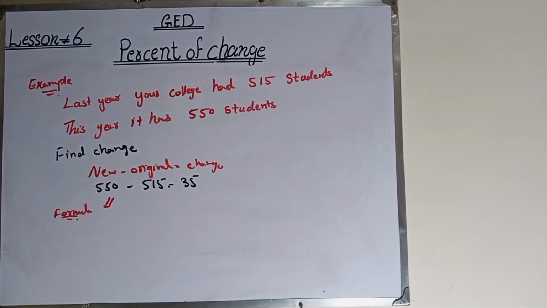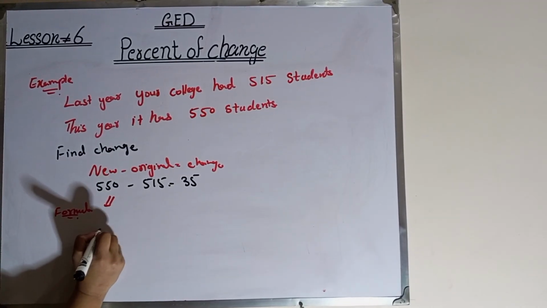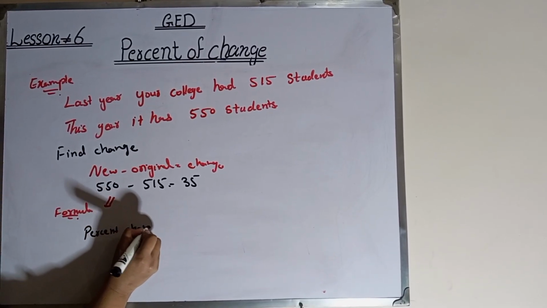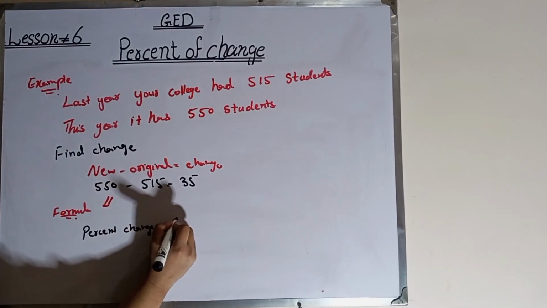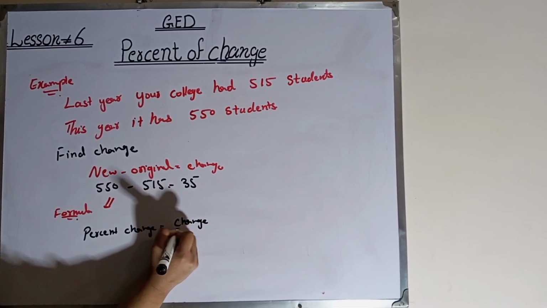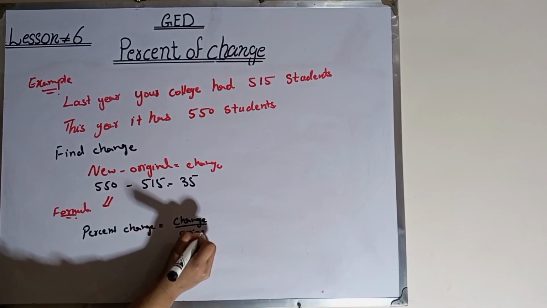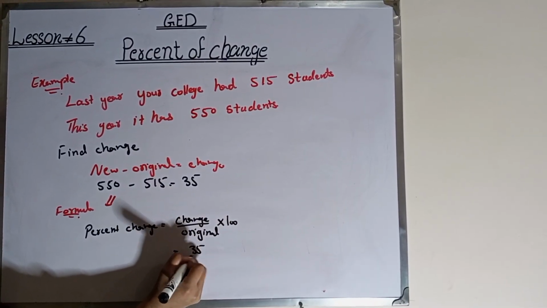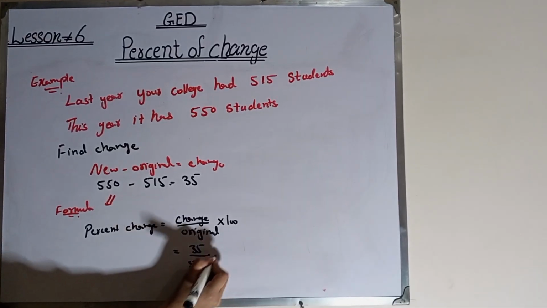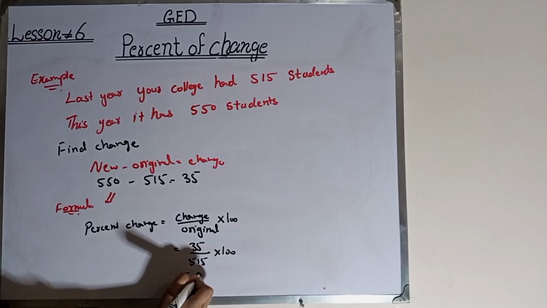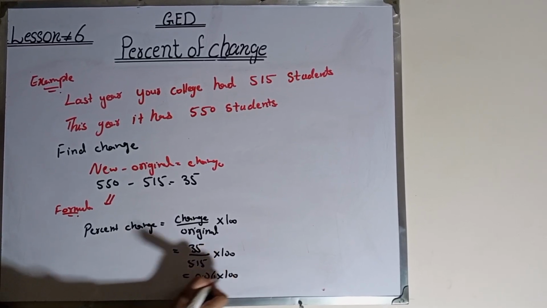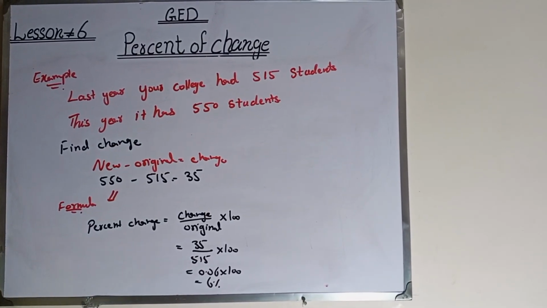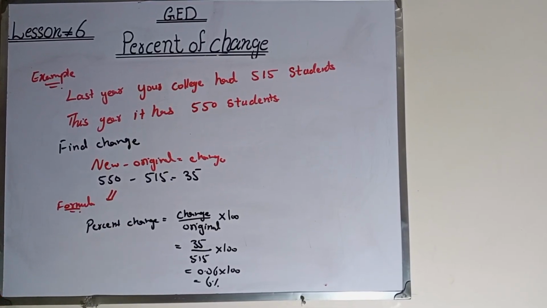The formula is percent change equal to change over original, multiplied by 100. Our change is 35. Original is 515, multiplied by 100. 0.06 multiplied by 100. It's a 6% increase. So the collie population increased by 6%.